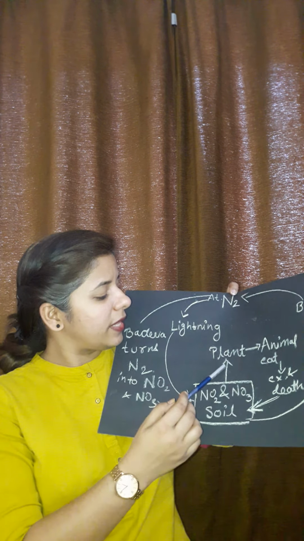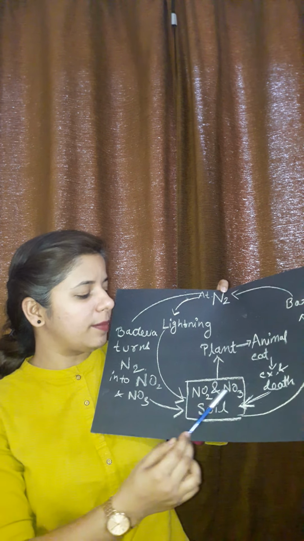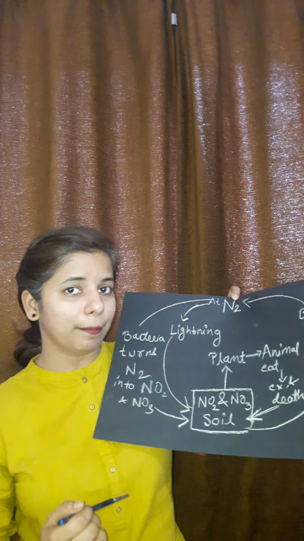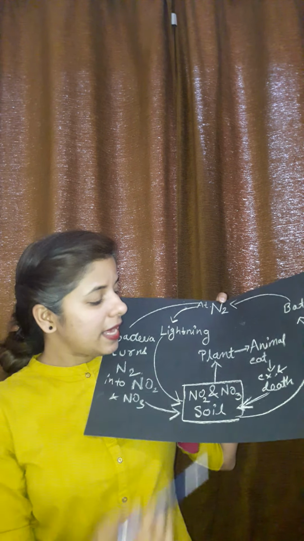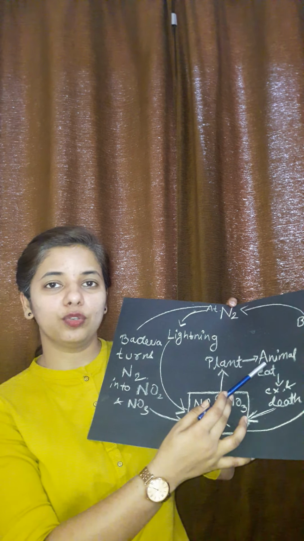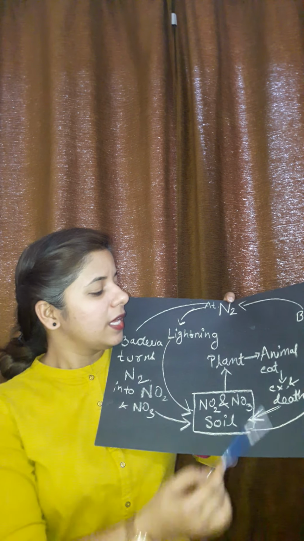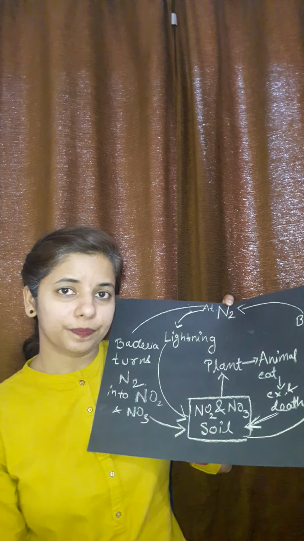Then what will happen when these plants make the protein inside the plant body by using these two? These plants will be eaten by humans and animals. Then that protein will enter into the animal's body. Now what will happen? The animals will get the nutrition, and the humans will get the nutrition.